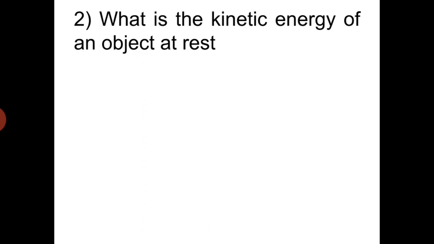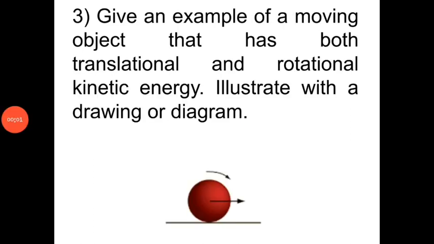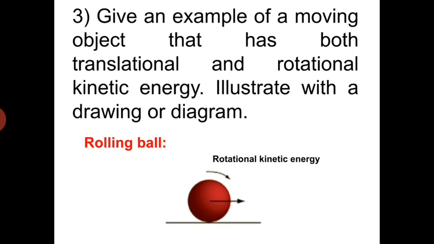For problem number 2, what is the kinetic energy of an object at rest? The answer here is that the kinetic energy of an object at rest is always equal to 0, because only moving objects possess kinetic energy. So if it is at rest, there is no kinetic energy. Okay, last exercise. Give an example of a moving object that has both translational and rotational kinetic energy. Illustrate with a drawing or diagram. You can actually have different examples for this, but my example is a rolling ball. This is the direction of the rotational kinetic energy, and this is the direction of the translational kinetic energy.